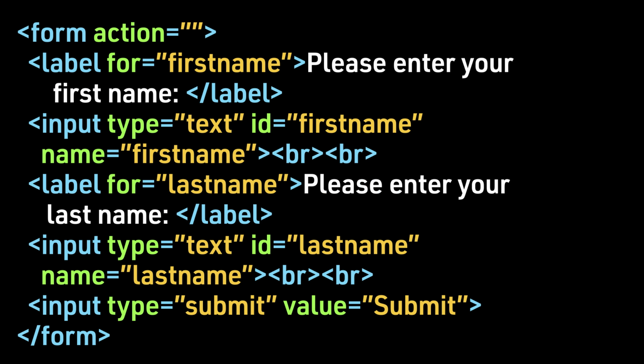Here we have a form element. Within the form element are three input types. One is for the user's first name, one is for the user's last name, and the final is a submit input. The first name and last name inputs both have labels.